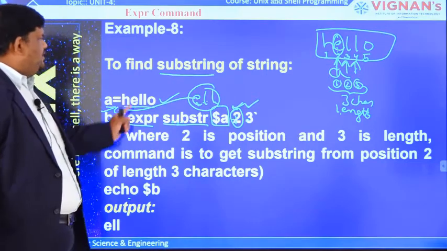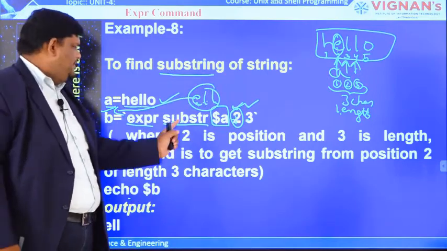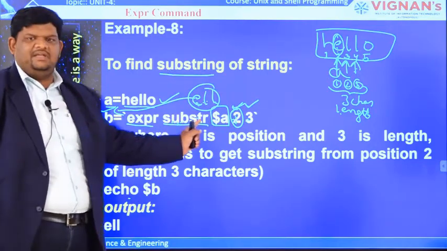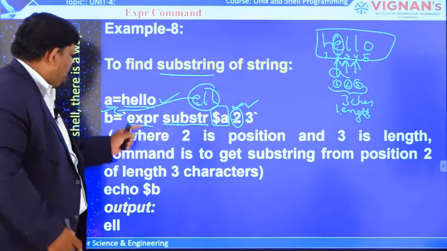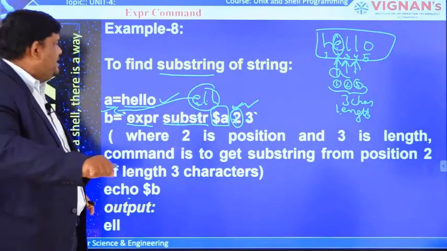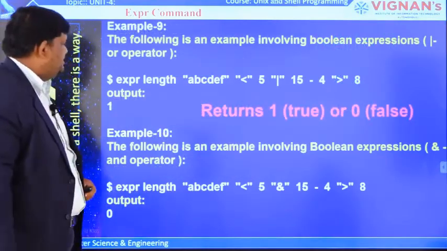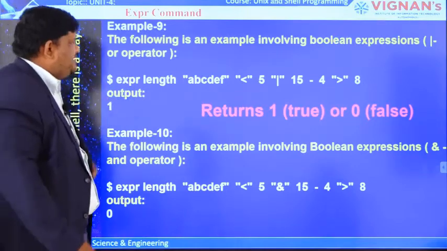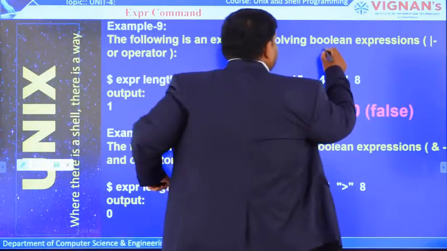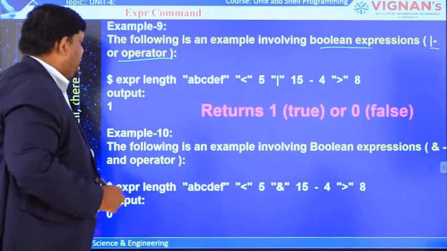In this way we find the substring of a string with the help of the function SUBSTR. So with the help of EXPR along with SUBSTR, we can extract the substring from the given string. Let us consider these two examples. The following is an example involving Boolean expressions, that too the OR operator. So let us consider the OR operator.